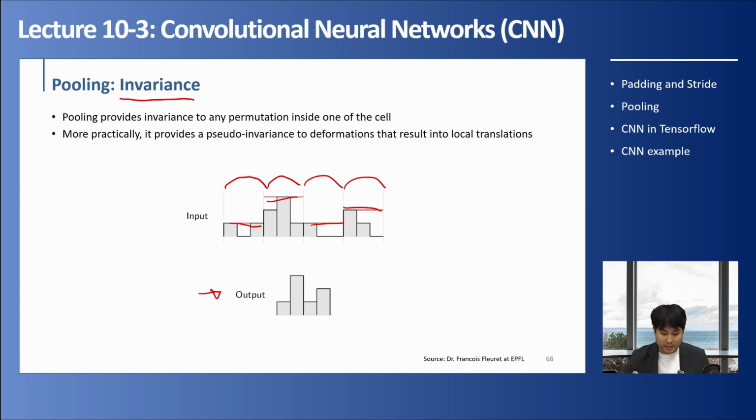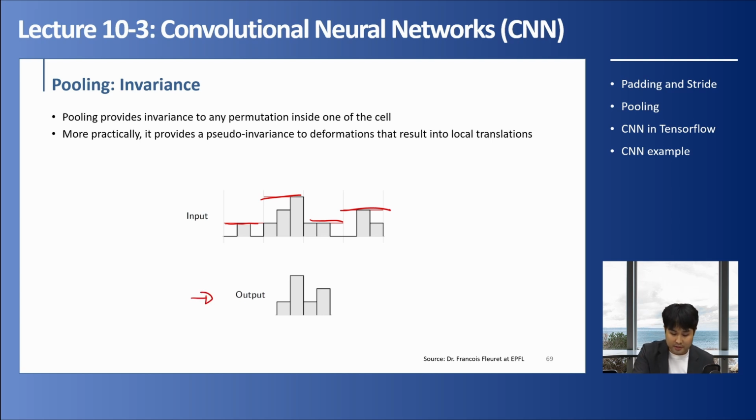So what this means is when we look at a slightly perturbed version of this original input, let's say for instance this signal over here, the result of the max pooling is actually identical to that of the previous version. So in turn, this provides a pseudo invariance to these deformations that result in local translations.